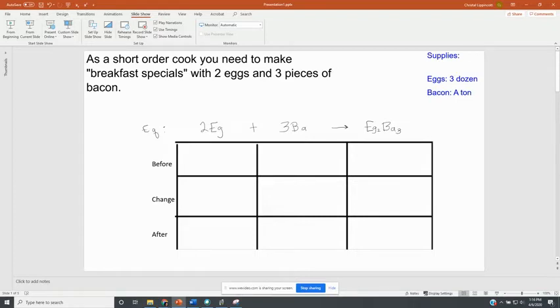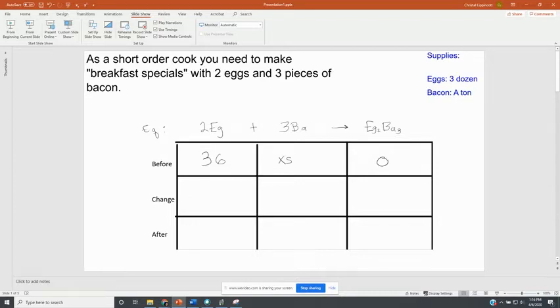Now, they're telling us that we're starting out with 3 dozen eggs. 3 dozen eggs is, of course, 36 eggs. So we're going to start that out as our before amount. It says that we have a ton of bacon. So we've got so much bacon that we're not going to run out of bacon before we run out of eggs. That's just so much bacon. And so we're going to represent that by putting down excess. Instead of spelling the whole word out, we just use the letters XS. In the beginning, before we get started, we don't have any breakfast specials made.